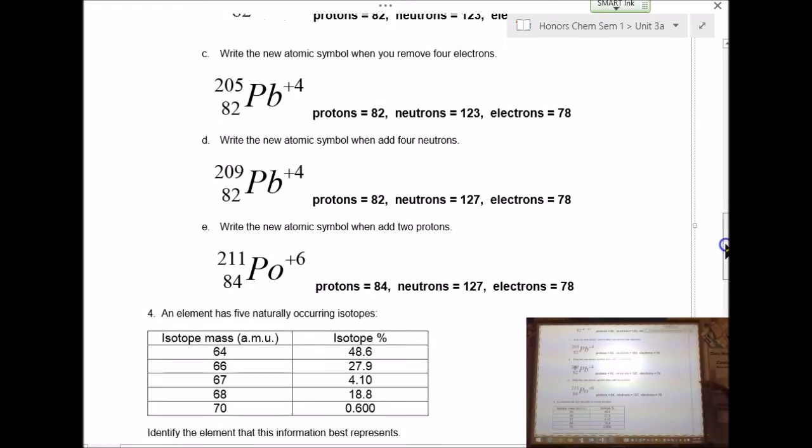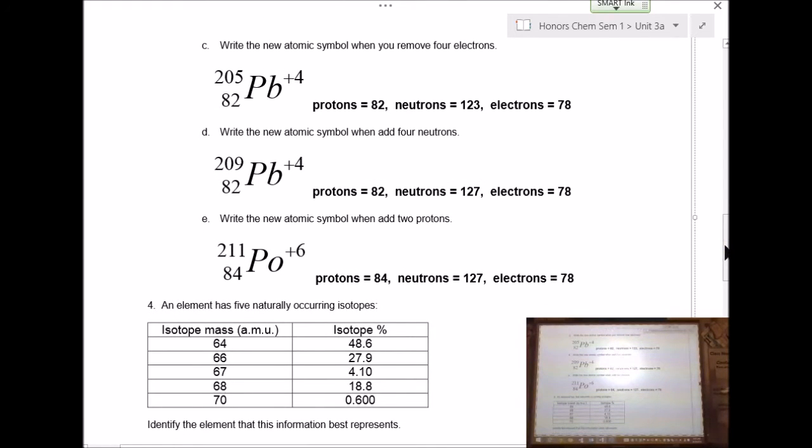Good. And then write the new symbol when you add 2 protons. So again, adding 2 protons means that I'm adding to the mass. So my mass goes from 209 to 211. My proton number went from 82 to 84 because that tells me how many protons. My electrons didn't change, but my positive charge did, so I increased it by +2. Isn't that fun?